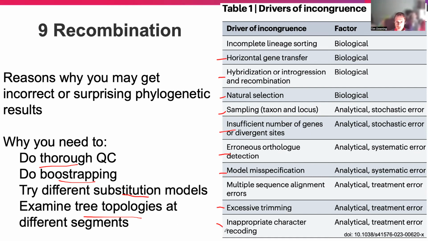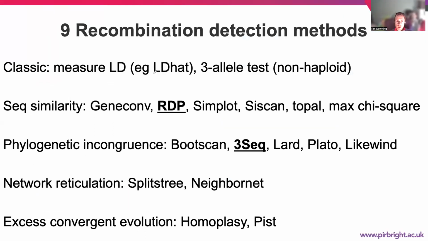So there are some recombination detection methods. There's things like LDhat and the 3-allele test, which can work for non-haploid organisms. For sequence similarity, we have things like RDP, which is very good at that. There are other ones like GENECONV, SimPlot, SisScan, TOPAL, and Max Chi-square. We can also study phylogenetic incongruence using things like TreeSeq and other tools.